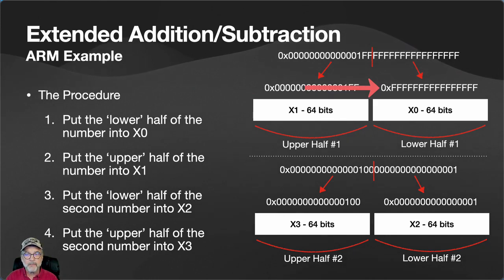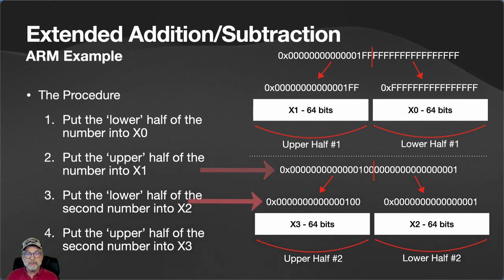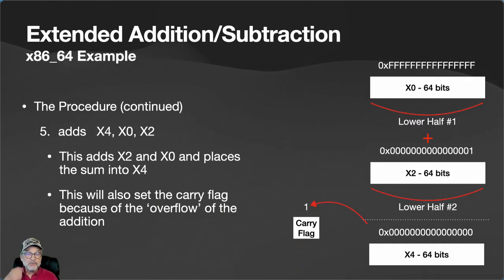Now, what we want to do is add 100, all those 7 bytes of zeros and a 1. We want to add that to that large number that we just divided into x1 and x0. So what we do is we move the upper half of that to x3, which I call the upper half, number 2. We put the bottom 8 bytes in x2, which I call the lower half, number 2. And now we're ready to do the addition.